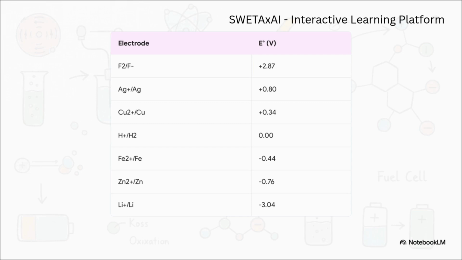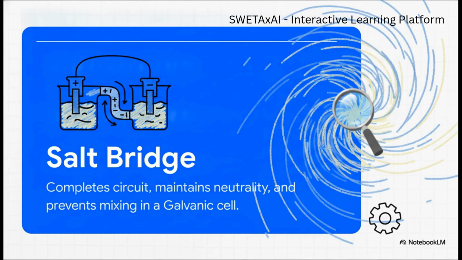And that difference is the electrical pressure driving our whole engine. But here's the catch. If you just drop 2 metals into a solution and connect them with a wire, the reaction is going to stop almost instantly. Why? Because charges build up and choke the flow.